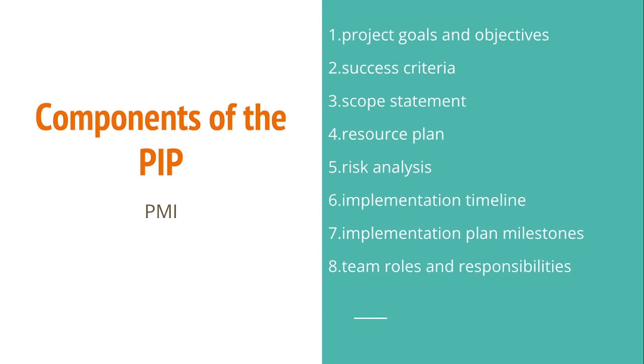Then component number 5 is the risk analysis. Under the risk analysis, you may use tools such as the SWOT analysis, that is strengths, weaknesses, opportunities, and threats analysis, or any other tool to identify the risks the project may possess, so that you may be able to come up with a risk analysis and a strategy to curb those risks in case they occur. So it's very important for you to include that when you're doing your project implementation plan.